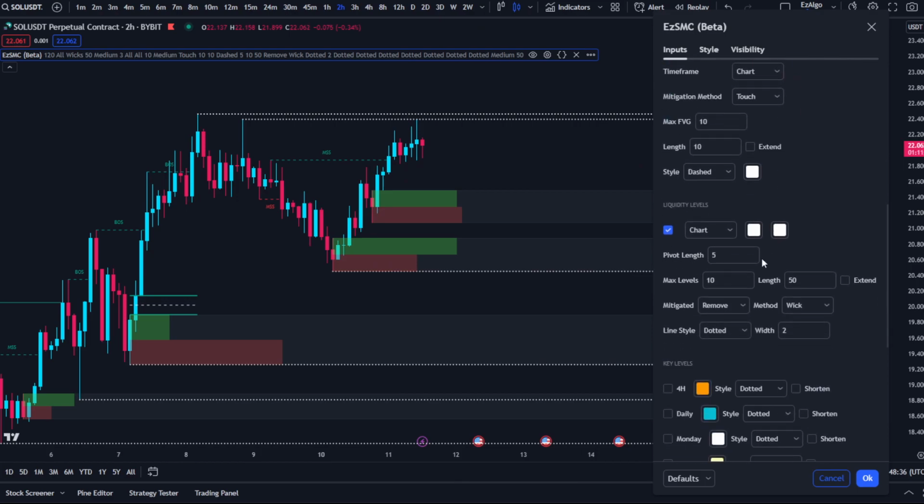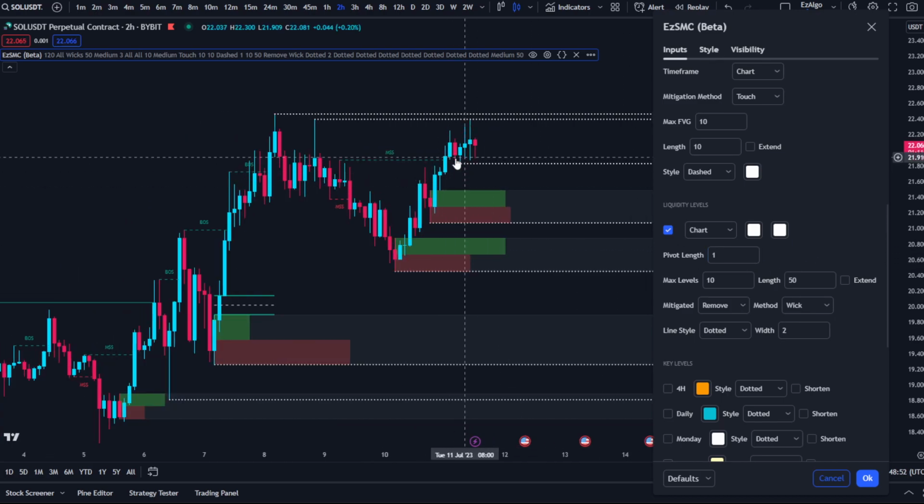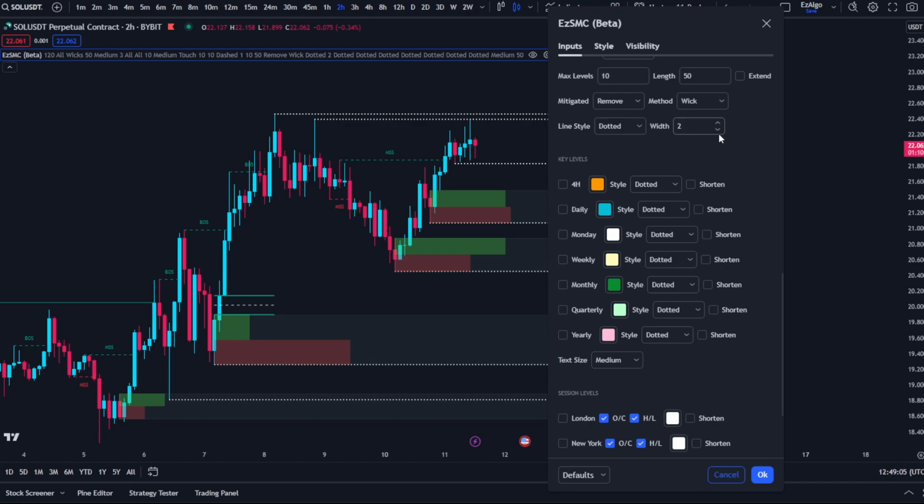Now you can also change the pivot length of these. If you want to show all of the closest liquidity levels, you can change the pivot length to 1. This will show liquidity levels that are a little bit closer, and this is also multi-time frame as well, which is very, very useful. Now below that, we have the key levels.